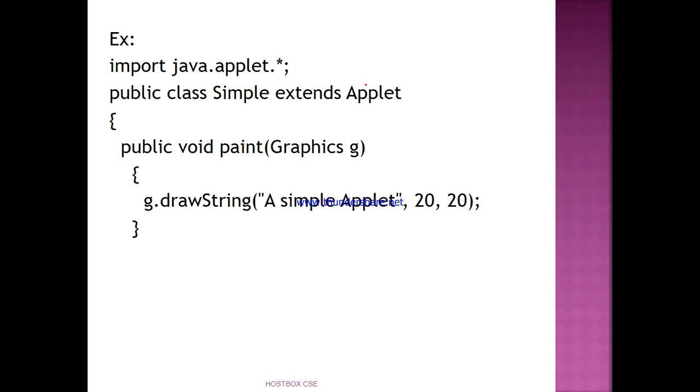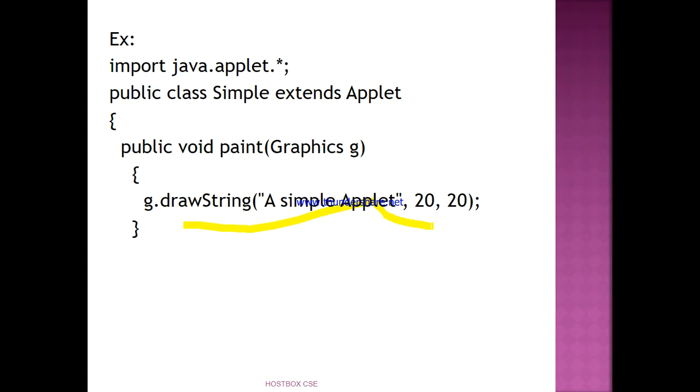Then here is a small example program for a Java applet. If you want to use the Java applet, I have to use import java.applet.*. Then I write the program: public class Simple extends Applet, then public void paint(Graphics g), and I'm going to use a method called g.drawString of a simple applet, comma 20, 20. This is the position in the window.